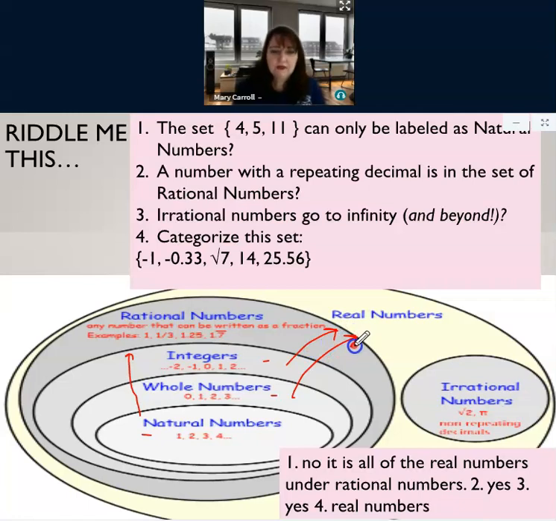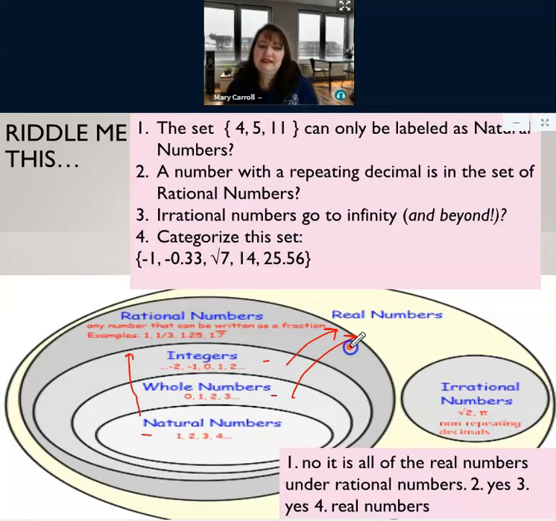Kind of get the idea. A number with a repeating decimal is in the set of rational numbers. That is true. If it's a repeating decimal, believe it or not, like 0.33 repeated, it actually can be written as a fraction. Number 3, irrational numbers go to infinity and beyond. Yep, they do. 3.14 keeps going. We still haven't found an end.